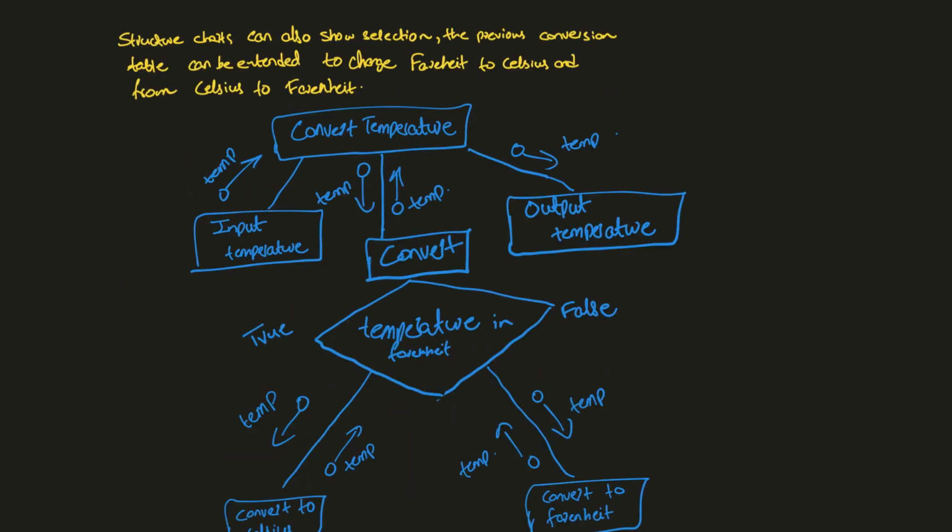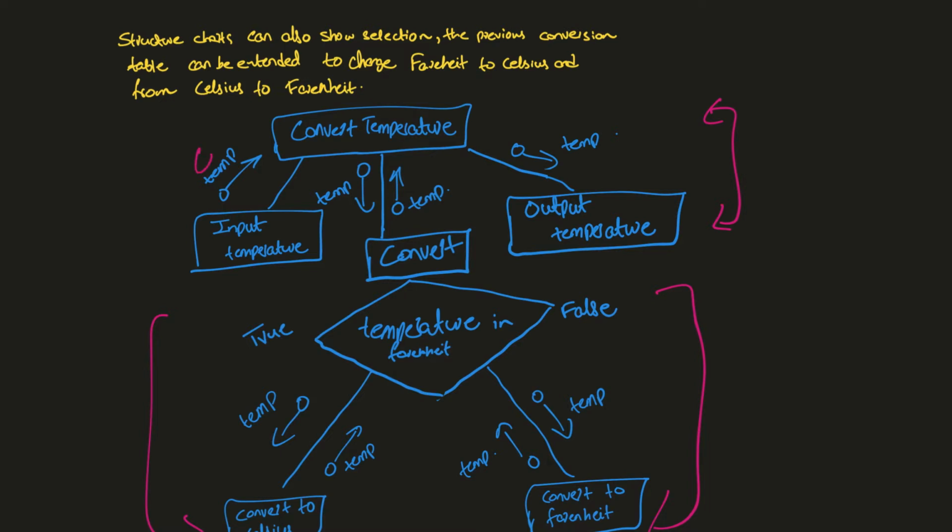Okay, so now we'll go over the same structure chart, extended. We have extended it to deal with both Fahrenheit to Celsius and Celsius to Fahrenheit conversion. Previously, on the last slide, you only saw this bit of the structure chart. Now we've extended it to check whether the inputted temperature is in Fahrenheit or not. If it's in Fahrenheit, then we'll change it into Celsius. And if it's not in Fahrenheit, that means it's in Celsius, and then you'll change it back to Fahrenheit. So you can see how this module works.